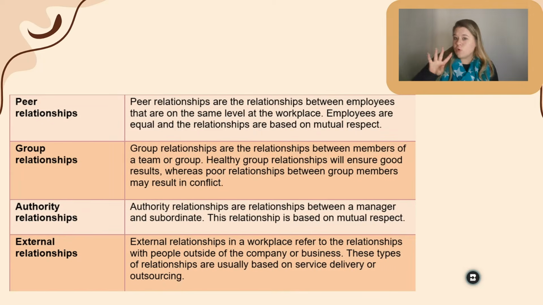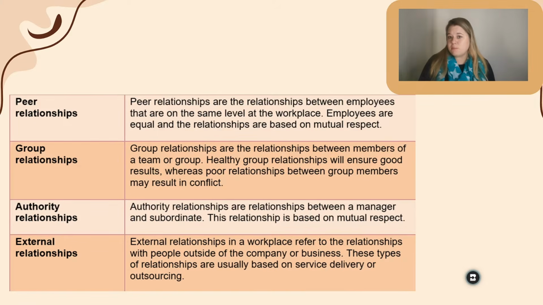Okay, so there are 4 types of relationships, and we're going to look at all 4 of them now, namely peer relationships, group relationships, authority relationships, and external relationships. Peer relationships. These relationships are between employees that are at the same level at work. Okay? Employees are equal and the relationship is based on mutual respect.